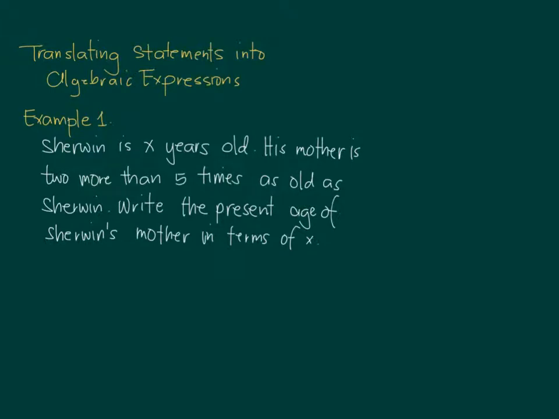Okay, so in this video, I'm going to show you more advanced examples of translation of statements into algebraic expressions. So here is my first example. It says Sherwin is x years old. His mother is 2 more than 5 times as old as Sherwin. Write the present age of Sherwin's mother in terms of x.